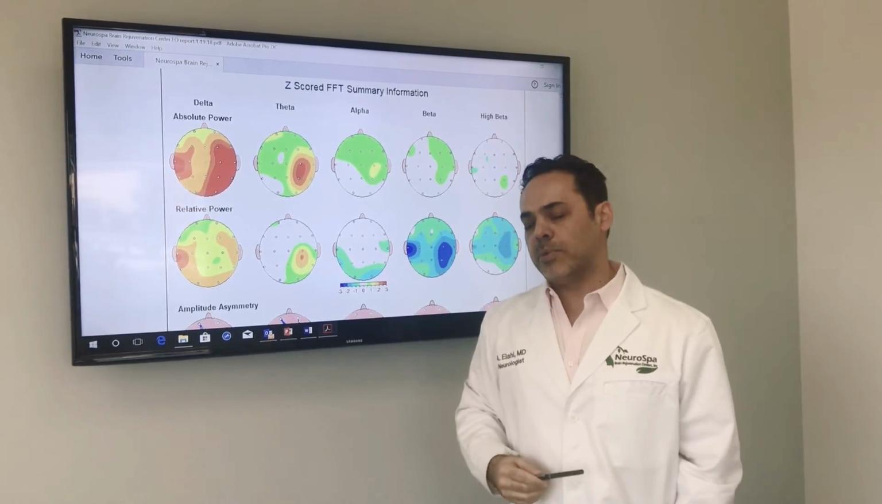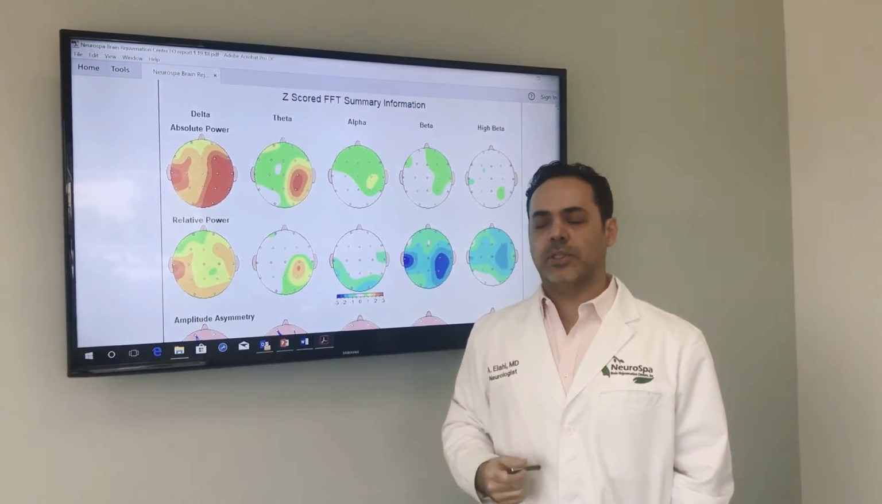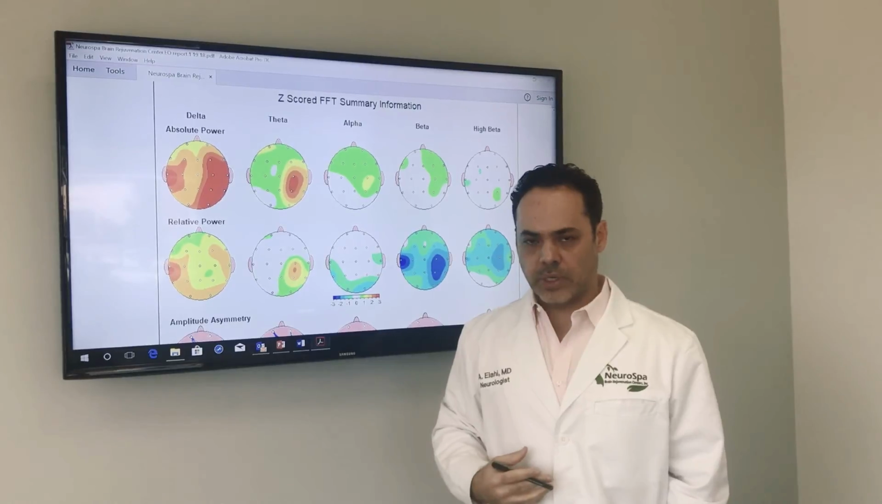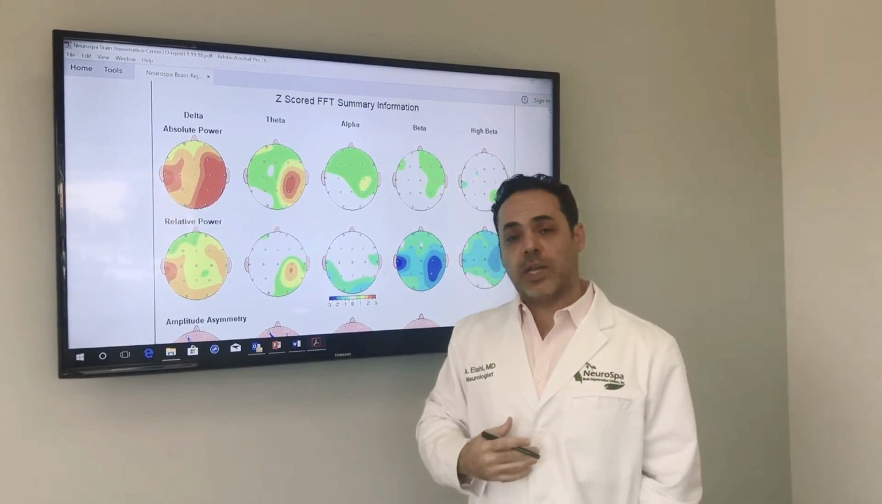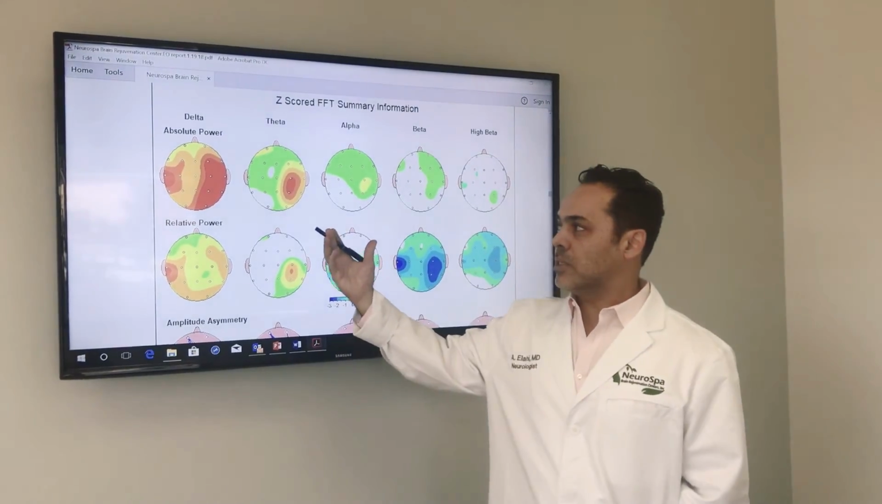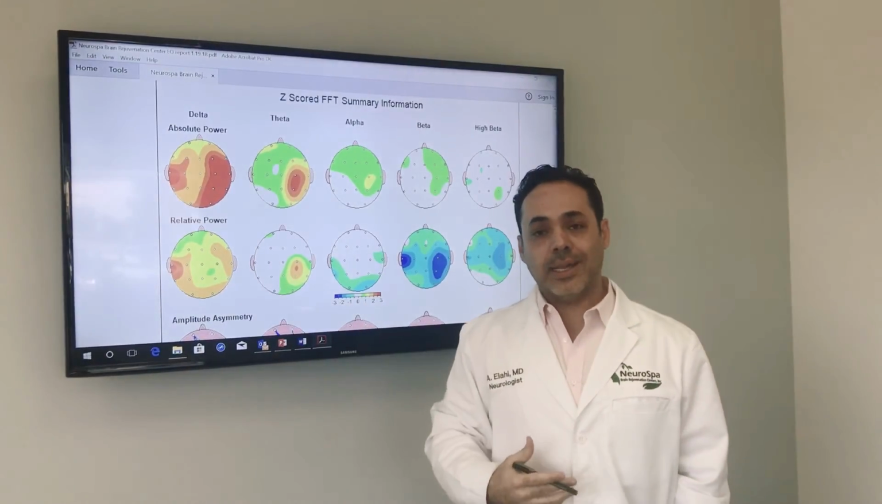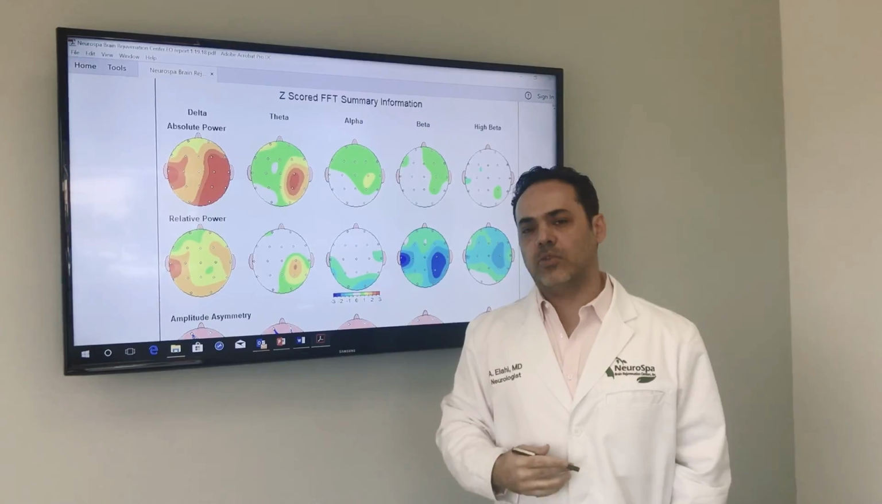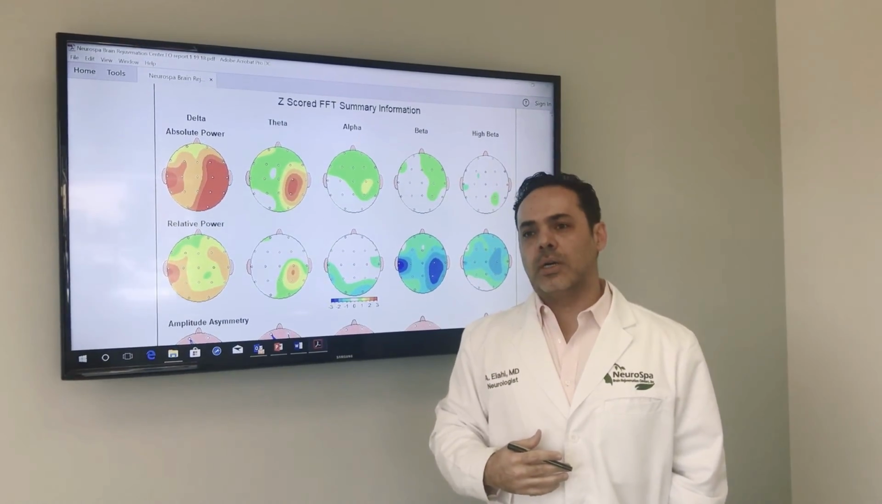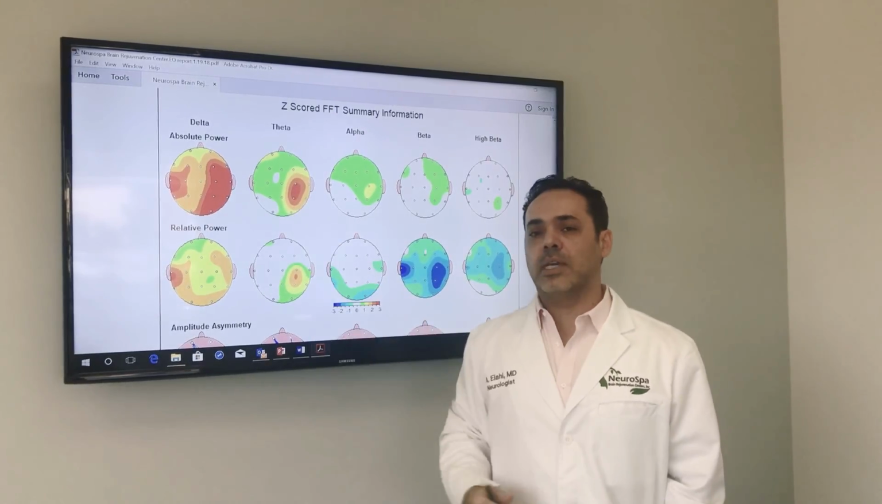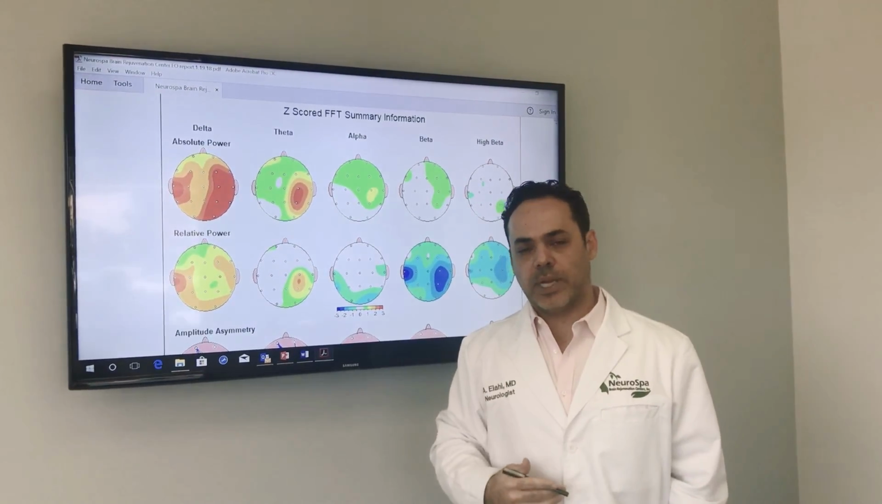This is an example of brain mapping revealing pathology in the brain without the use of X-ray or any kind of imaging, but actually using electrical activity of the brain. This patient is definitely a candidate for neurofeedback and transcranial magnetic stimulation, and within several sessions we can actually reverse a lot of these abnormalities and return this person back to his normal life.